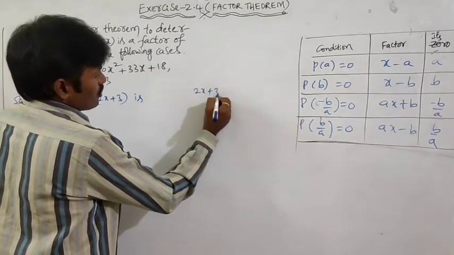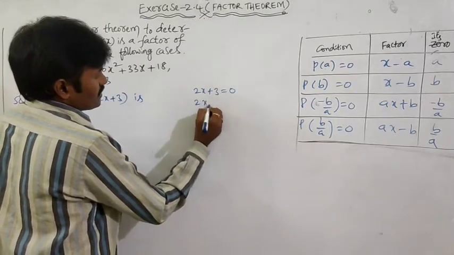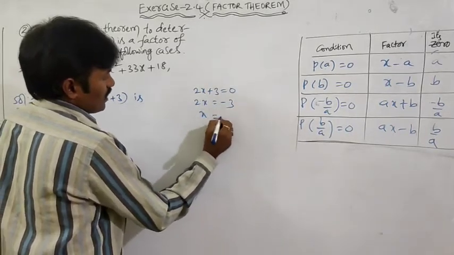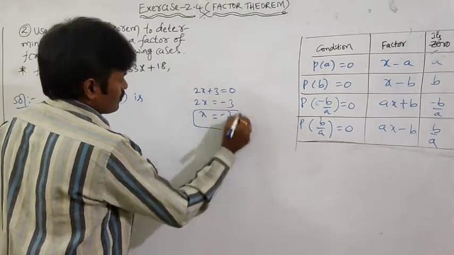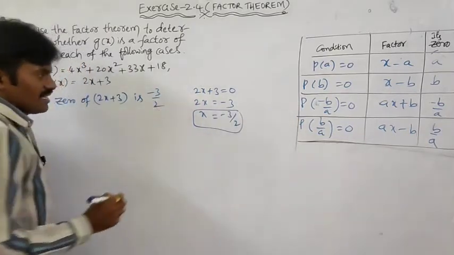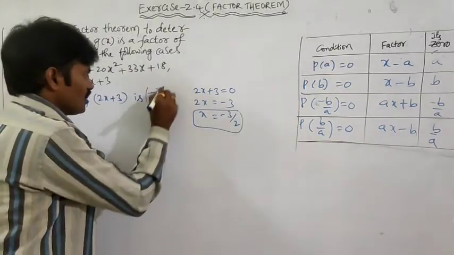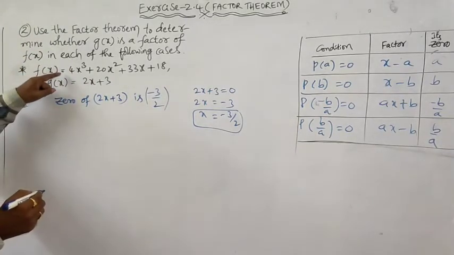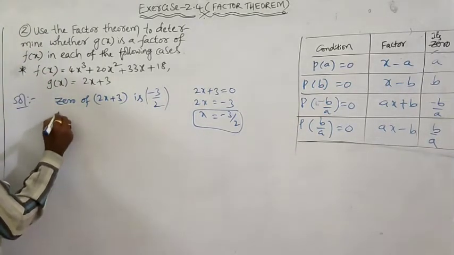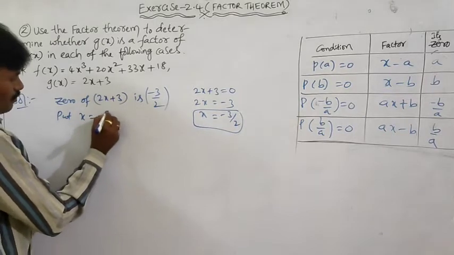Make it equal to 0. Try to get x, try to write x alone. So we get the x value minus 3 by 2. So the 0 of 2x plus 3 is minus 3 by 2. Now we have to replace x by minus 3 by 2 in f of x. Put x is equal to minus 3 by 2.